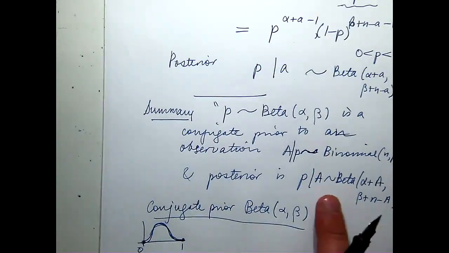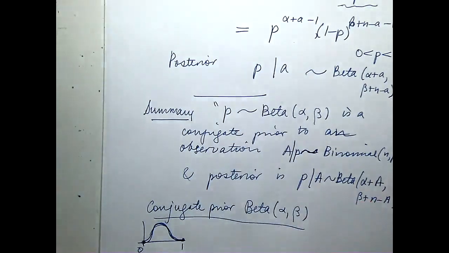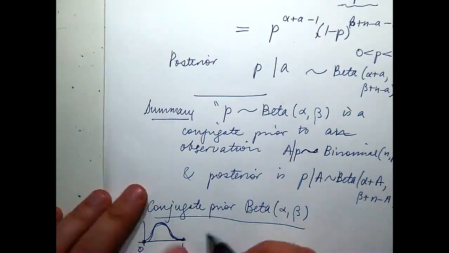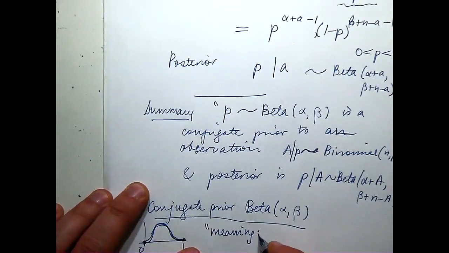So already by going from prior to posterior, you get higher parameter values. You get a more focused estimator. So what is the meaning? There is a meaning of this conjugate prior, even though it's totally subjective. The meaning is something along the lines of "have already seen."